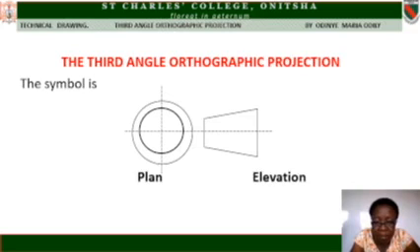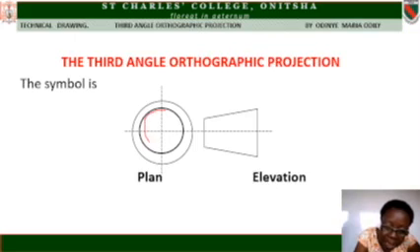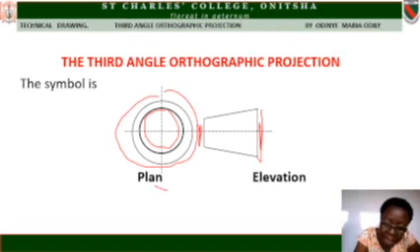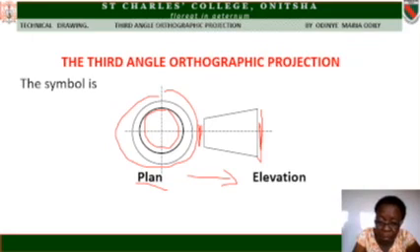The third angle orthographic projection. In third angle orthographic projection, the symbol is this. This is the plan. This is the diameter of this inner circle. This is the diameter of the bigger circle. In third angle, the plan is behind the elevation. Remember, in first angle, the plan is in front of the elevation. So be careful to identify which is which, because in a question, you may not be given third angle, you'll be given the symbol.